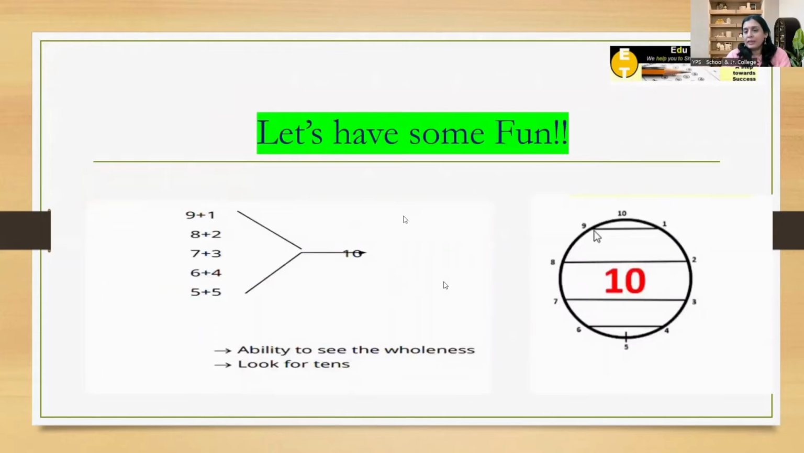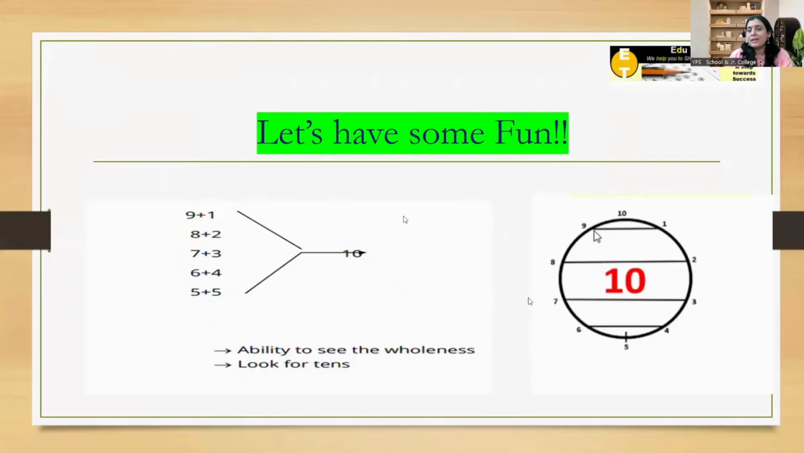Now, if you see this, it is a very interesting thing. If you see this circle, my numbers start from number 1 and end at 10. So horizontally, if you see this, look here: 9 plus 1 is 10, 8 plus 2 is 10, 7 plus 3 is 10, 6 plus 4 is 10, 5 plus 5 is again 10. So this is basically a circle of 10.